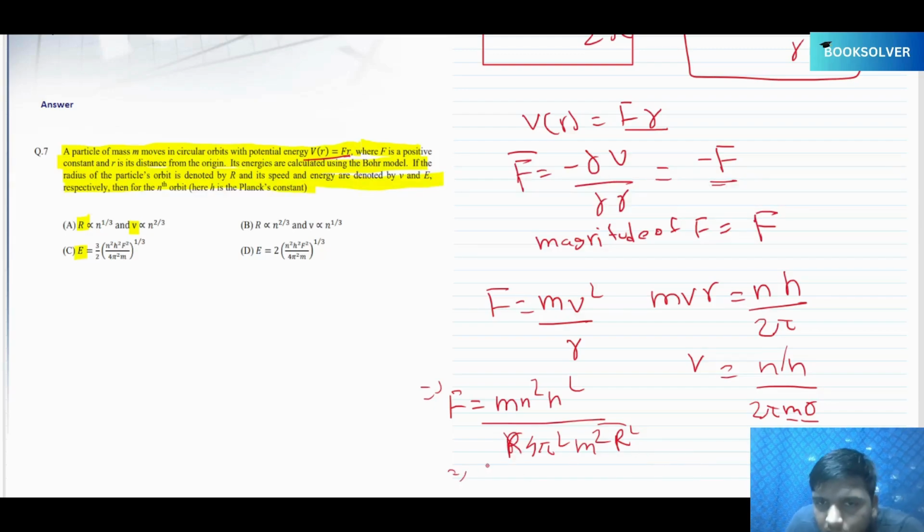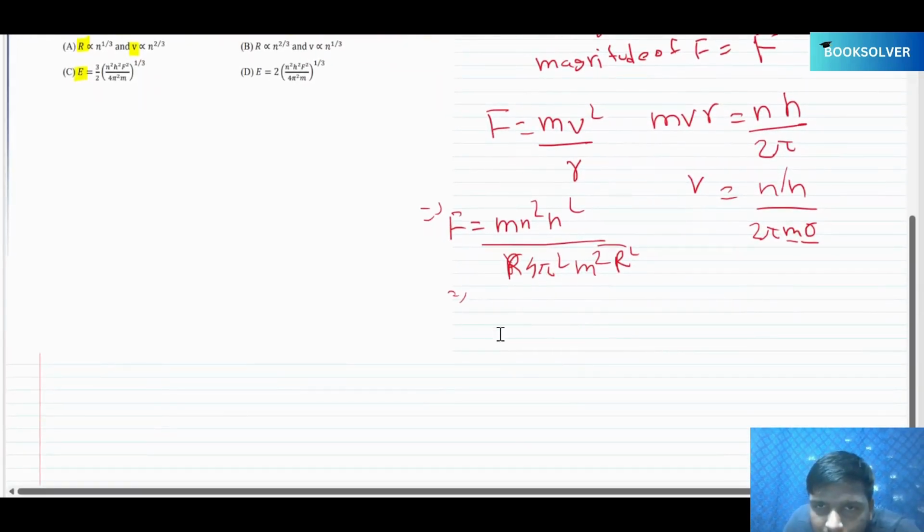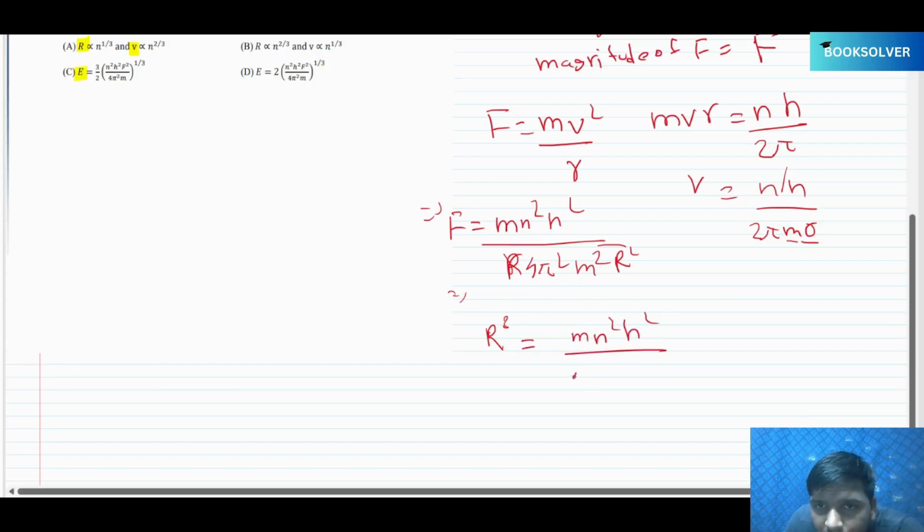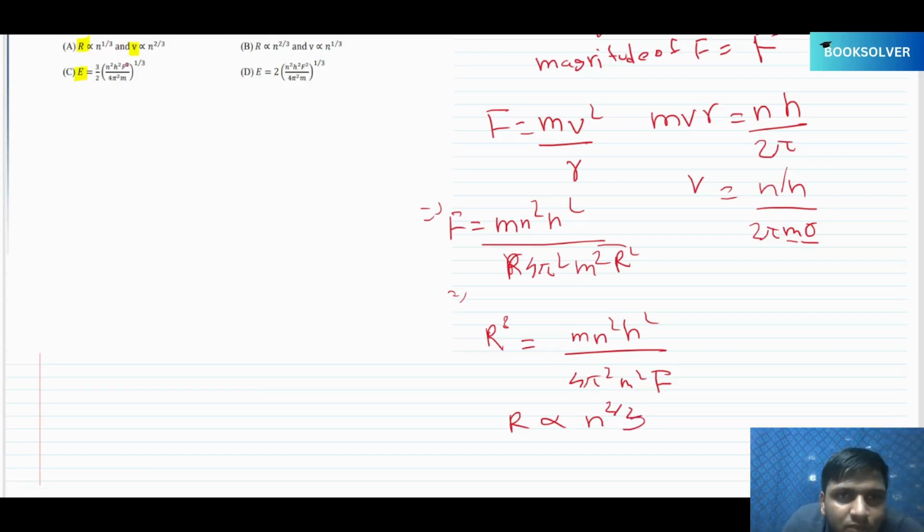Now if we take r to that side, we will get R cube is equal to n square h square by 4 pi square m F, and F is also a constant. If we take the power 3 to that side, R is proportional to n to the power 2 by 3. So we can eliminate options from here, but we will do the calculations further in case someone does not get it this way. Now we have to find v.